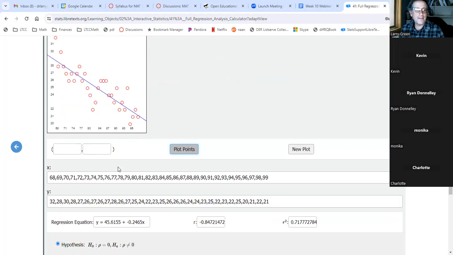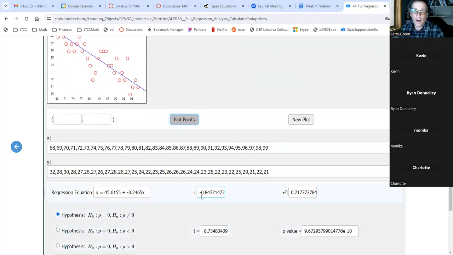But what we can do is the following. R is now negative 0.847. So that tells us that we have a pretty strong correlation, about negative 0.85. Do you see? Very different.